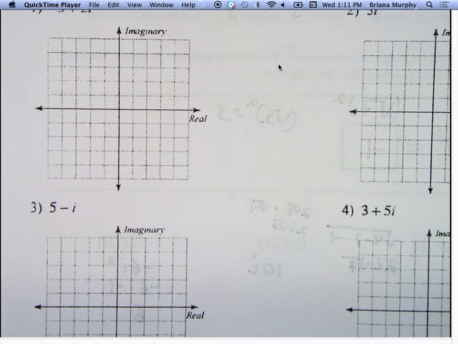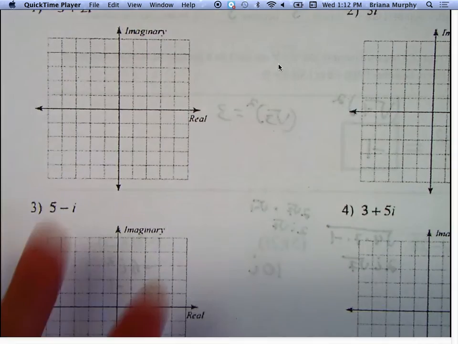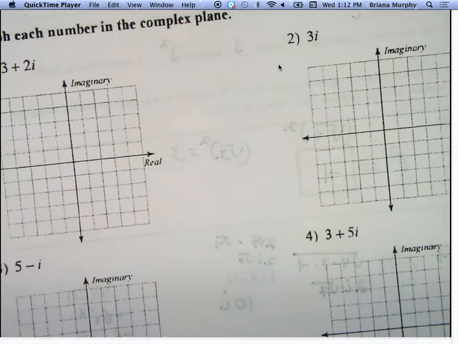We're going to do one from your homework for tonight on the quadratic formula and why you need imaginary numbers and complex numbers. Okay, so the first thing I'm going to do is I've got a real number and an imaginary number, and I've got a real number line and an imaginary number line.